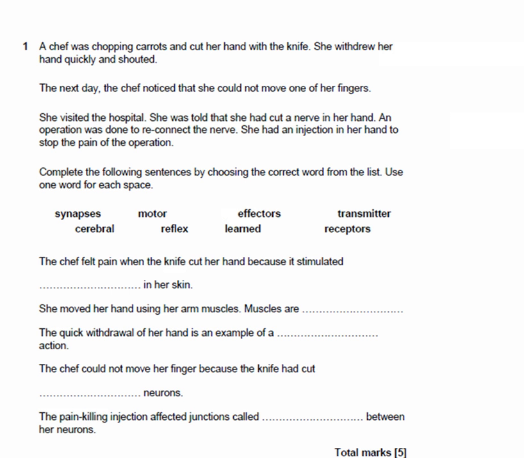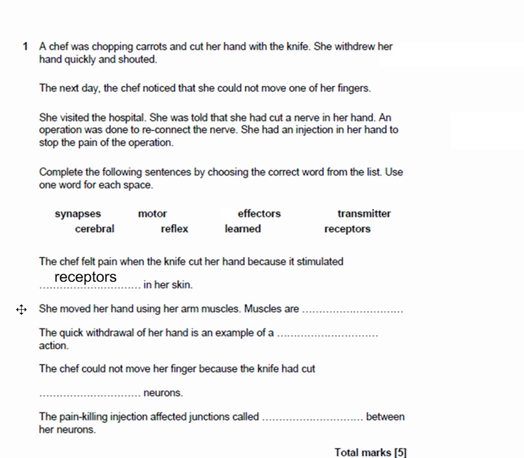And the task that we're doing is here, so we're completing the following sentences by choosing the correct words from the list. So this is picking out of these 8 words which one goes best into the sentences. So let's talk our way through it. The chef felt pain when the knife cut her hand because it stimulated something in her skin. What did it stimulate? It stimulated a receptor in her skin. So the receptors in the skin are what detects something happening to your body.